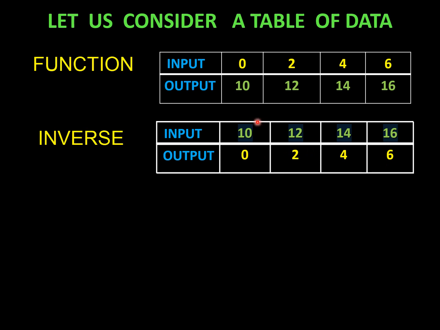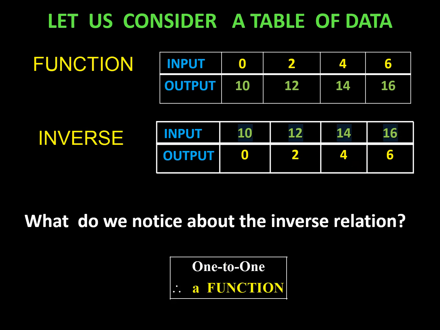Now let's look at this. You can see it is 1:1, 1:1. Is this also a function? 10 only gives me one output, 12 gives me one output, 14 gives me one output, 16 gives me one output. Therefore, this is 1:1. Therefore, that is also a function. So to determine the inverse, you can just interchange the corresponding input and output values.